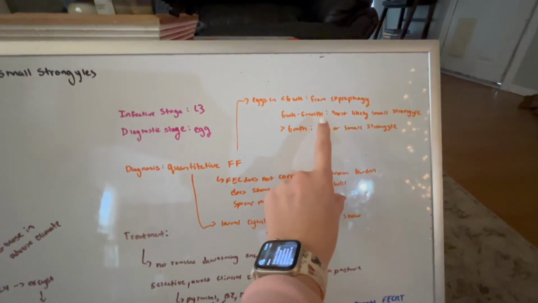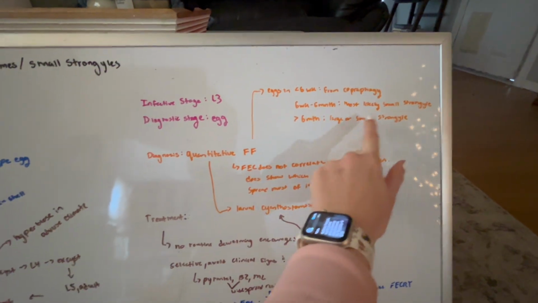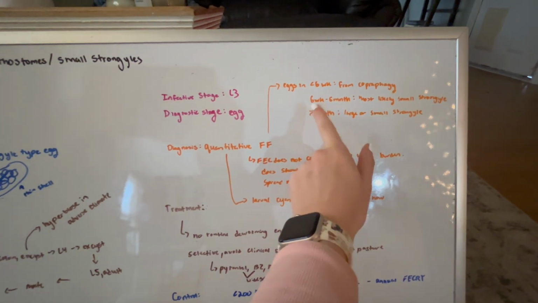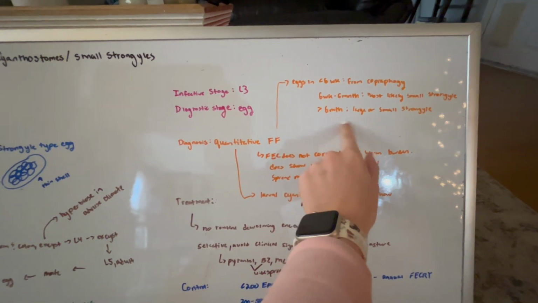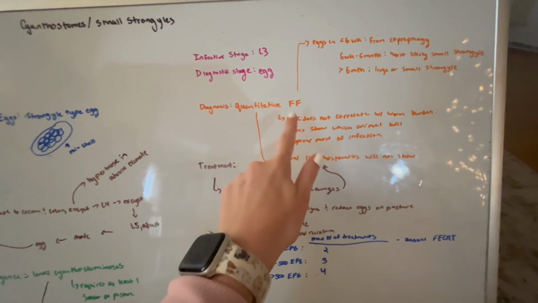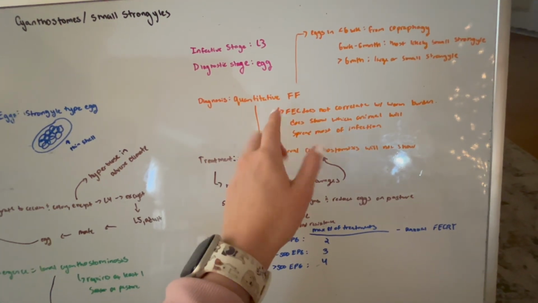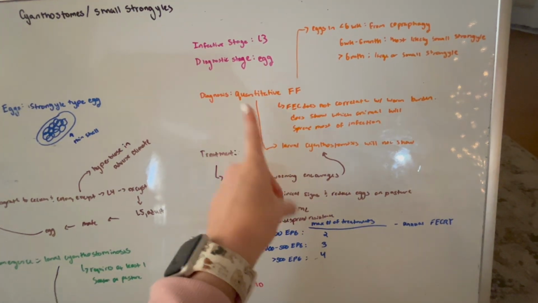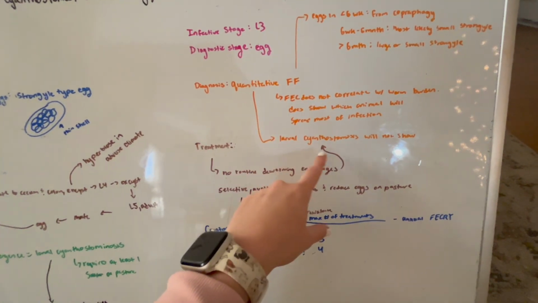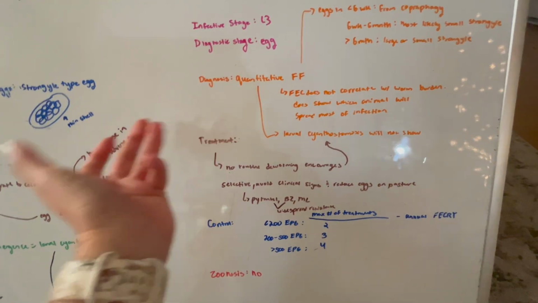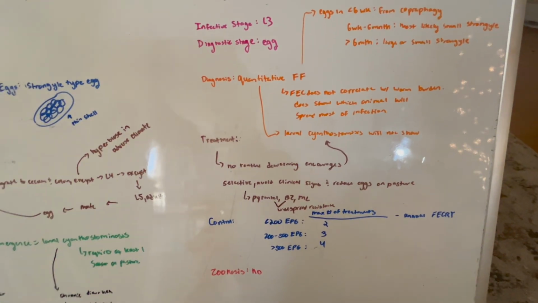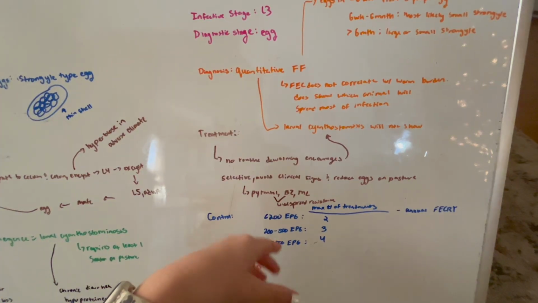Now here, if it's 6 weeks to 6 months, it's probably a small strongyle. So in that middle age, but then greater than 6 months, it can be either large or small. This has the same rules that you do a quantitative, but the FEC does not correlate with the worm burden. However, if they're showing symptoms of larval cyathostominosis, there's no eggs yet because it's the larva just emerging from the small intestine.